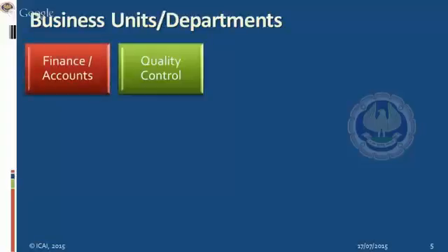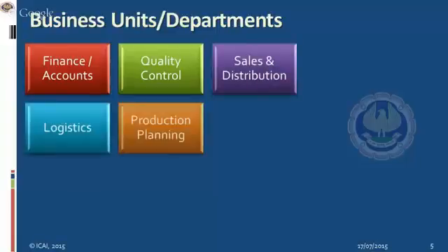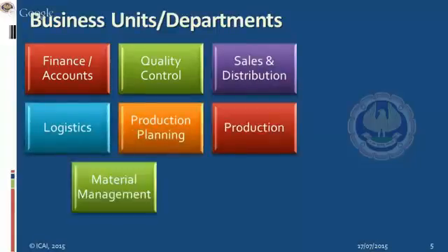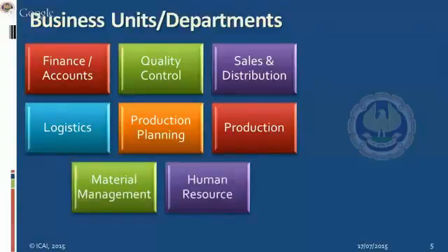Business units and departments. As all of us know, a business is always divided into some units and departments. Business is operated through these departments, and these departments may be finance, accounts, quality control, sales distribution, logistics, production planning, production, materials management, and human resources. There may be a variety of departments, but by and large these will be the departments, and they are interconnected with each other. They communicate with each other, and they share data with each other also.